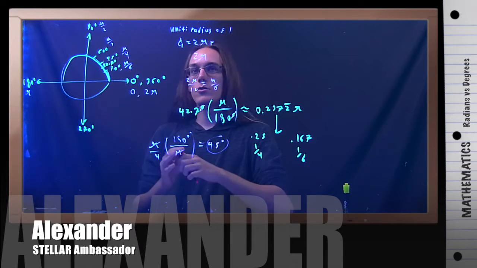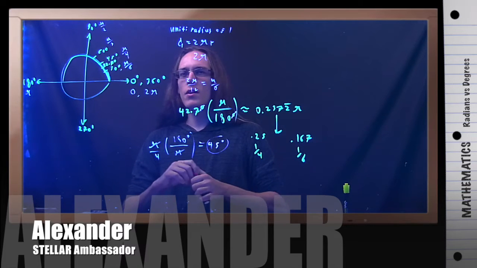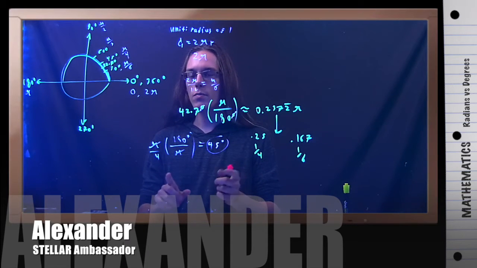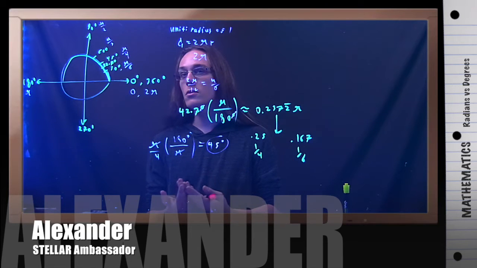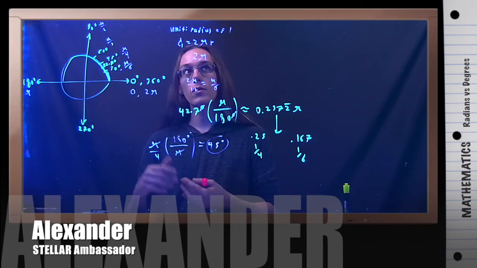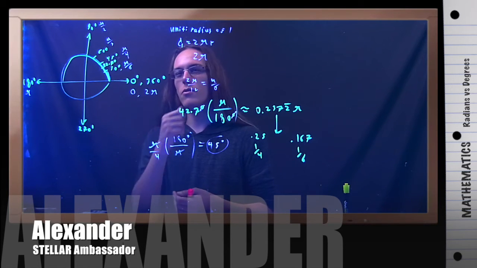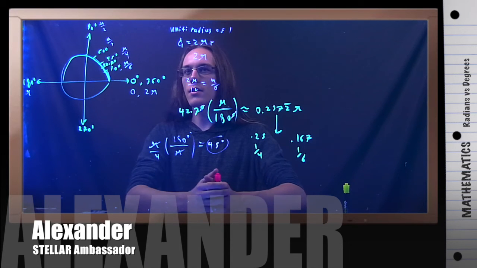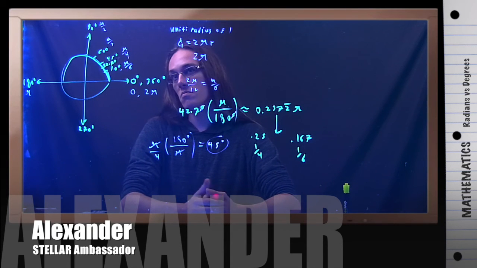So that's the main idea. Make sure you get comfortable with converting back and forth, because for trigonometry, they'll both be used. And then just keep in mind, if you're doing more mathy stuff, get used to radians. If you're doing more applied stuff, get used to degrees. And that is the difference between them.